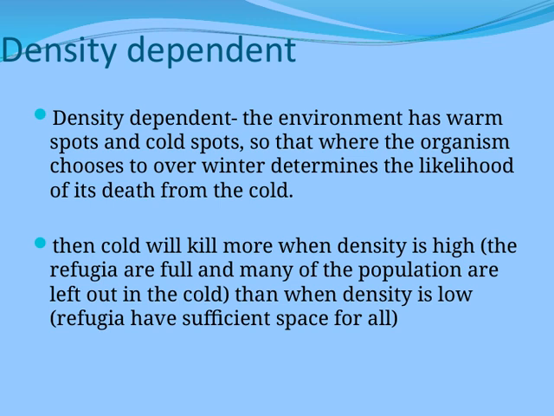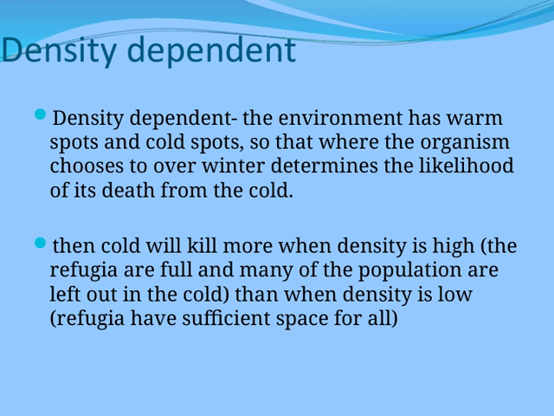Density-dependent factors refer to how the environment's variation affects organisms differently depending on their population density. Imagine the environment as having warm spots and cold spots. These are the refugia where organisms can overwinter safely. The choice of where an organism overwinters is crucial because it directly influences their chances of surviving the cold. Now, when the population density is high, those refugia tend to be full, meaning many organisms are left out in the colder, less protected areas.